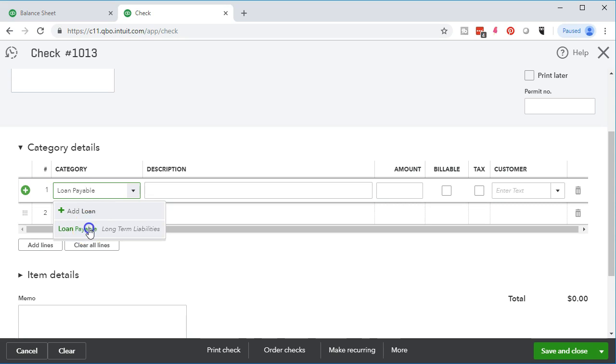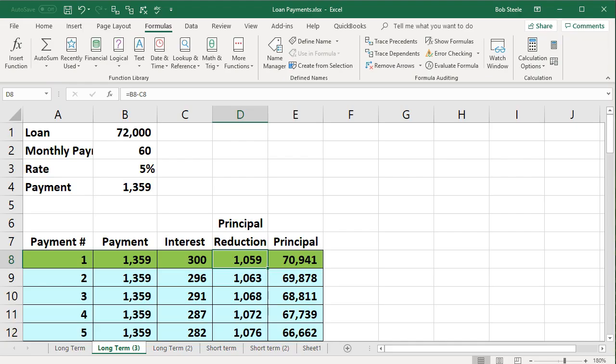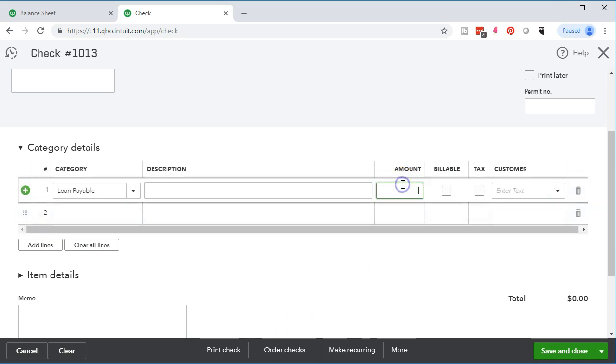So we'll go to the loan payable account. That's the account that has that $72,000 in it. It's not going to go down by the full amount that we're writing the check for. We're writing the check for $1,359. It's going to go down by the $1,059. So we're going to say, all right, the amount is 1059.